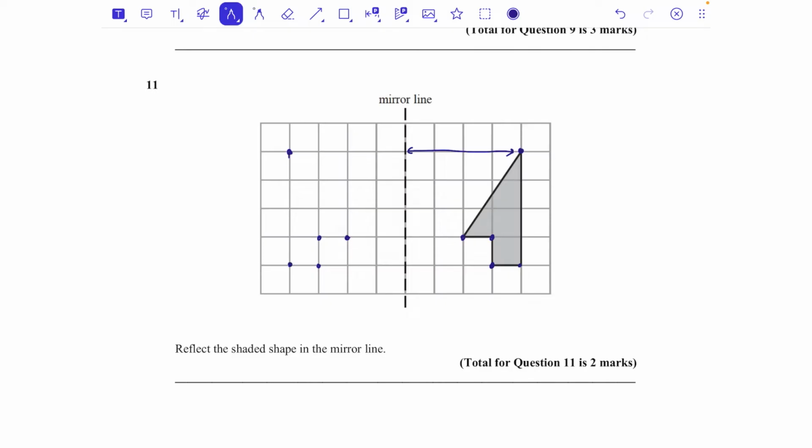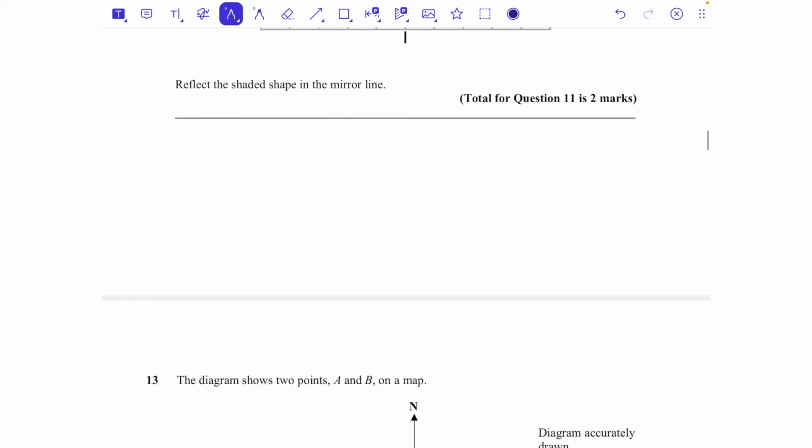And then you can join it up with a straight line with a ruler, or you can just freehand it if you're very careful. Probably don't follow my lead on that, use a ruler. There we go. So that's the same distance away on both sides reflected in that mirror line.